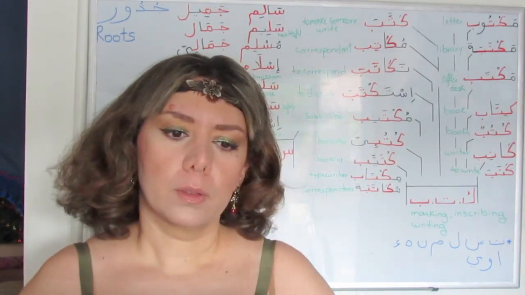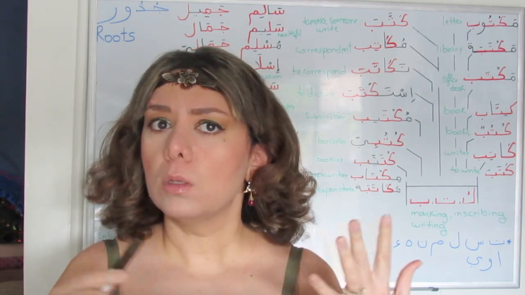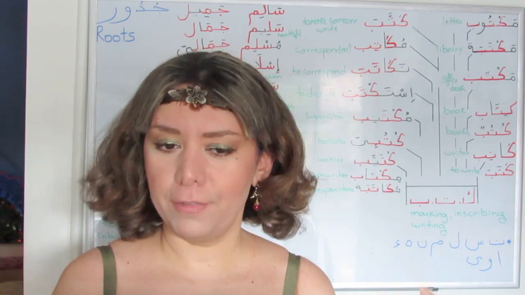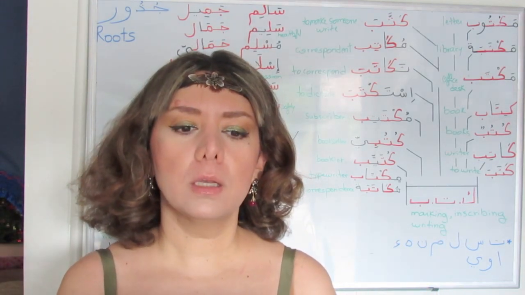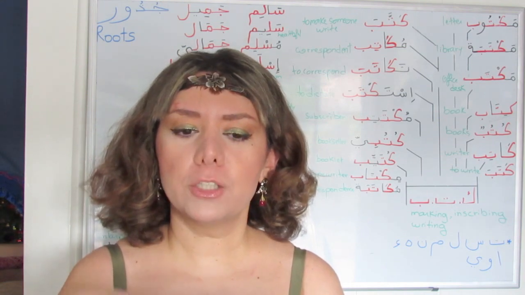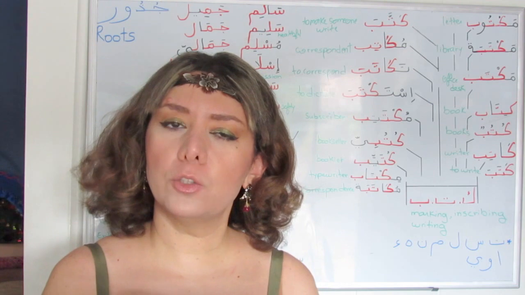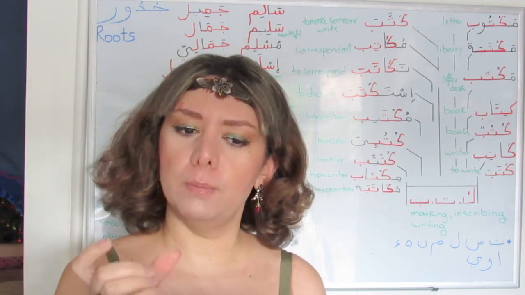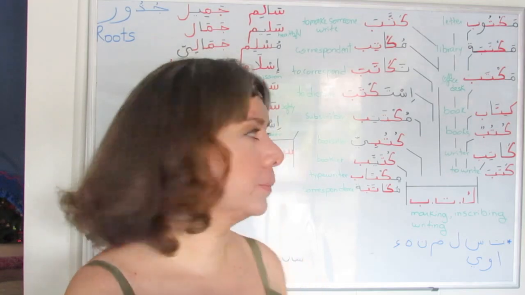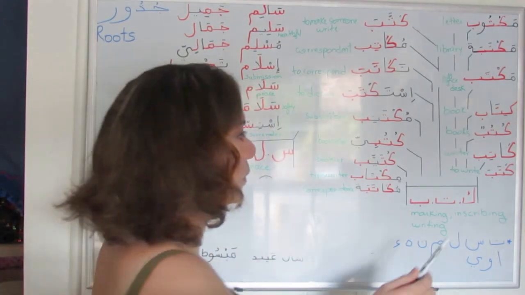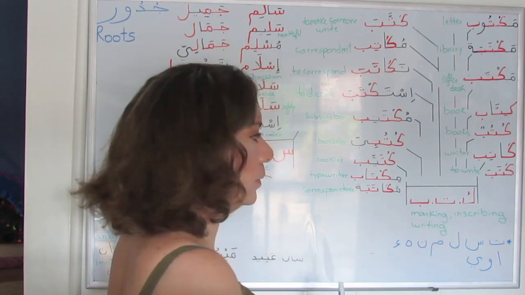So, various vowels, prefixes, and suffixes are used with the root letters to create the desired inflection of meaning. Words that share the same jadr, the same root, generally have a similar meaning. Let's explore it. The root kataba.